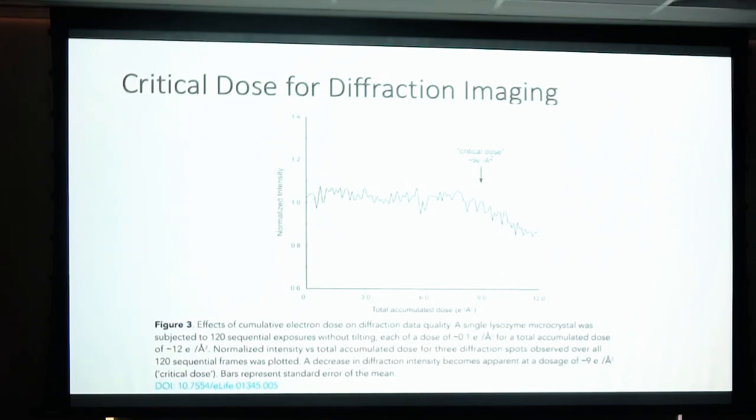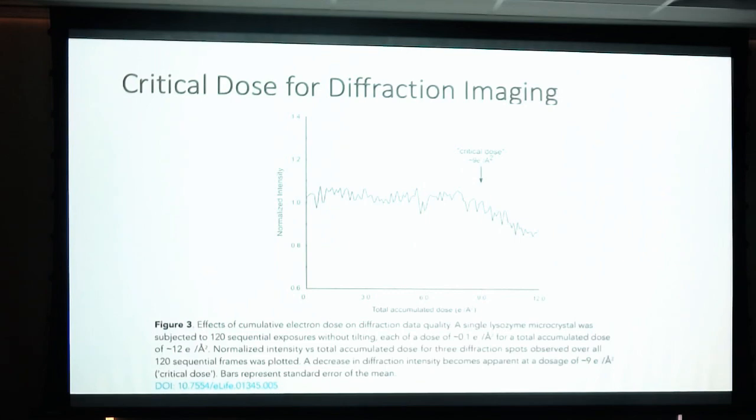I'm not sure what resolution this was at. But this is how, when you do what's called dose weighting of your regular pictures, they use these calibration curves to figure out at what dose the various resolution points drop off. So how much dose you can give to get, say, 3 angstrom resolution. If this was a 3 angstrom resolution spot, you could give it up to 9 electrons per angstrom squared of dose before it starts to really disappear.